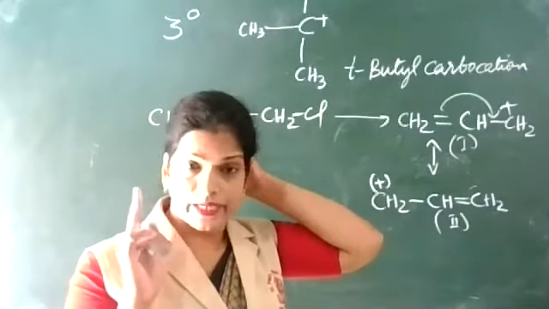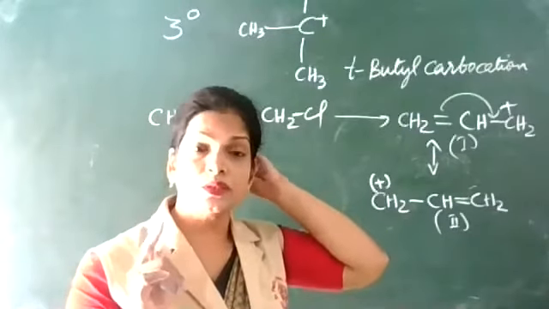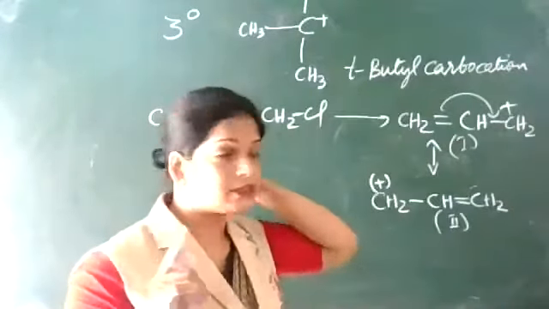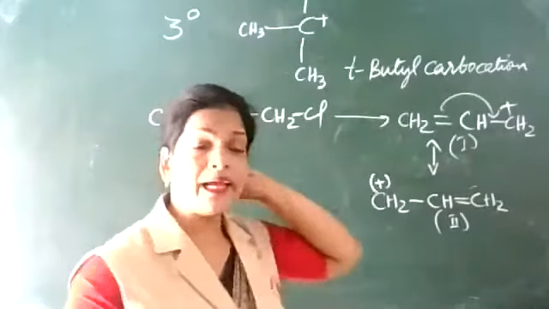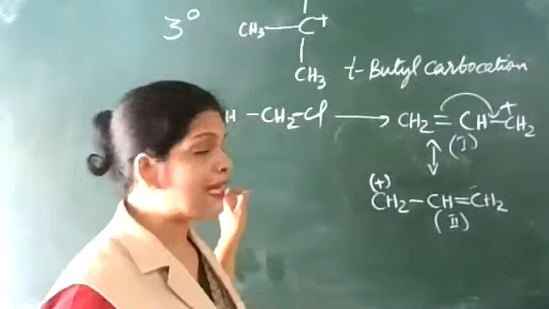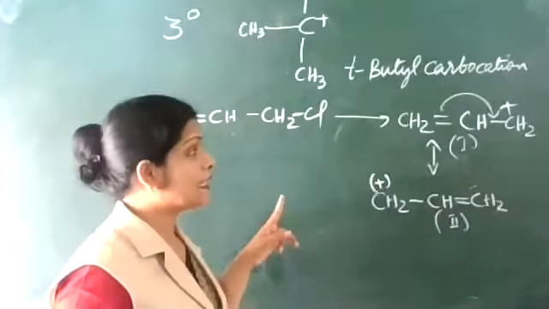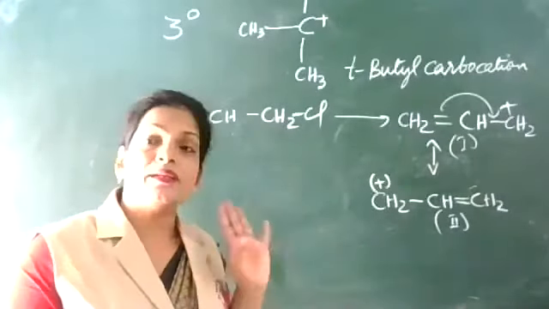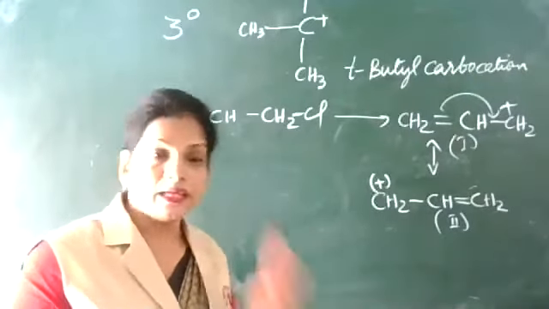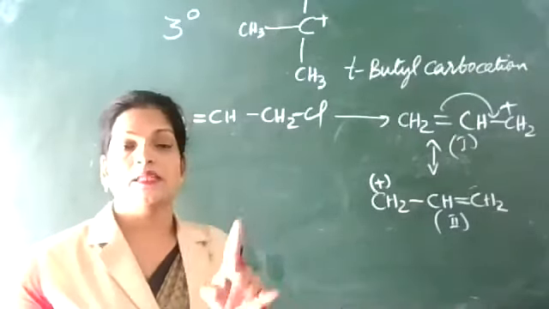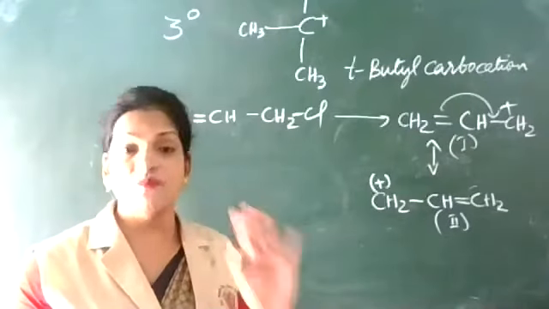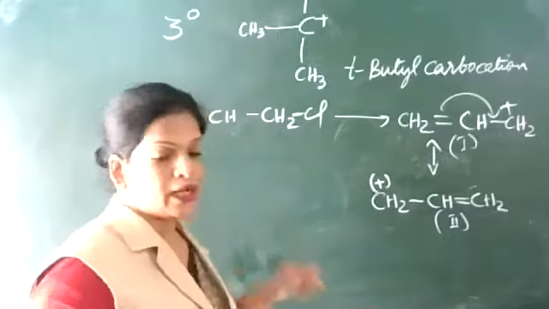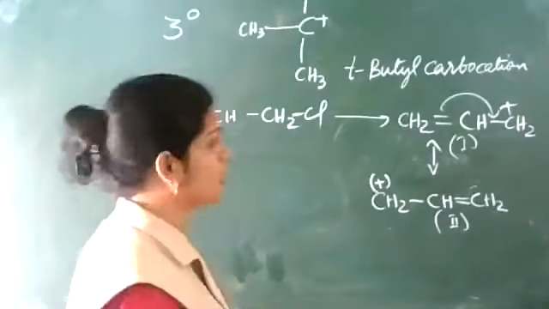A tertiary carbocation is stable by the inductive effect. But this allyl carbocation, as we call it, is stabilized by resonance. Anyway, it is a stable carbocation, and if it is a stable carbocation, the mechanism will be SN1.